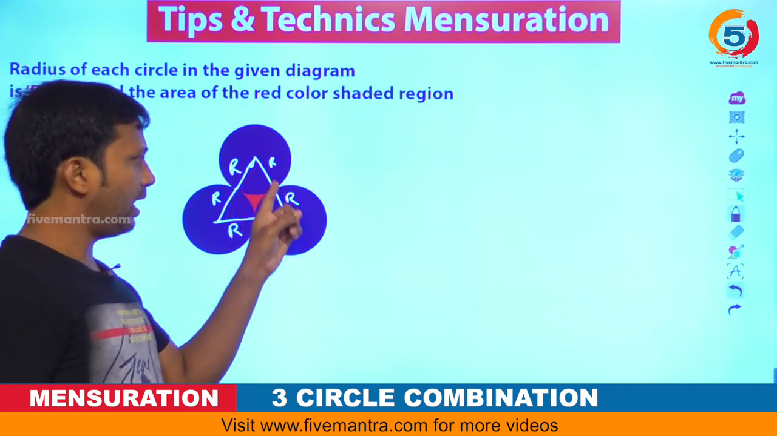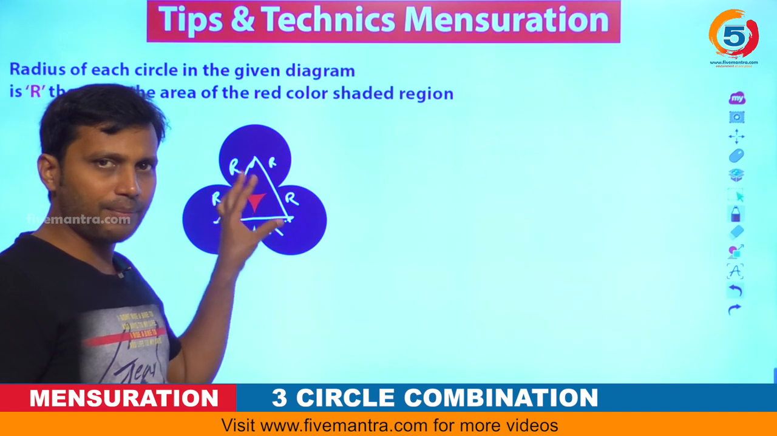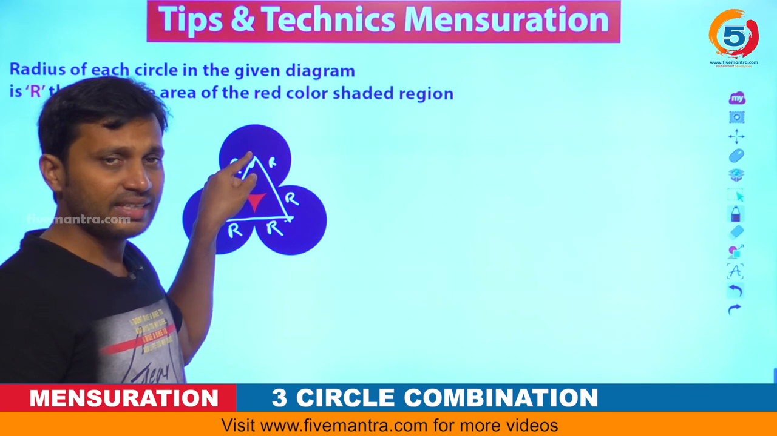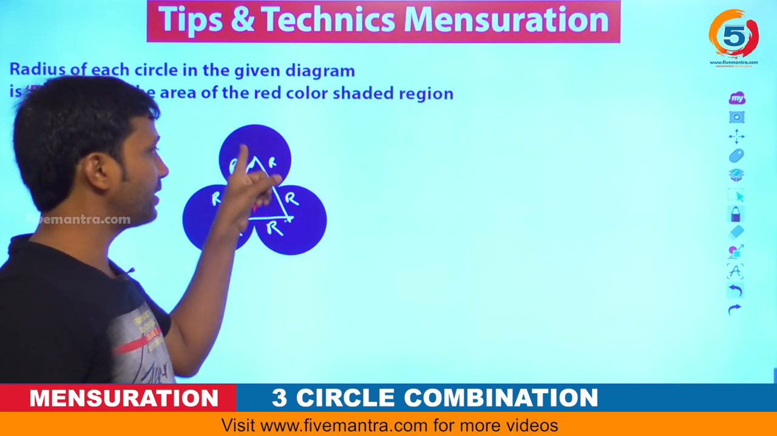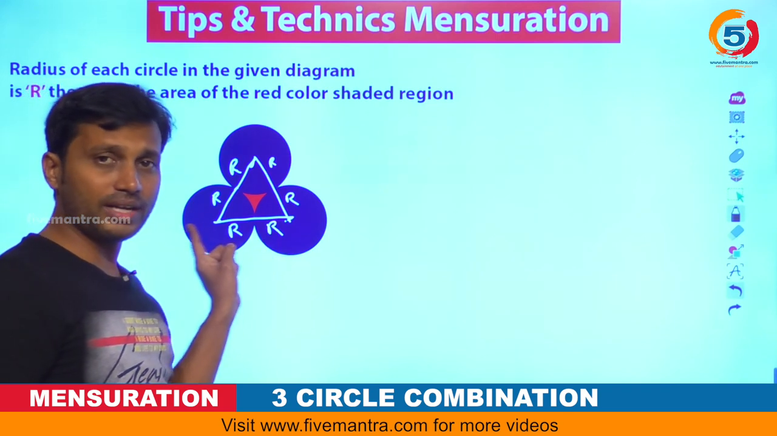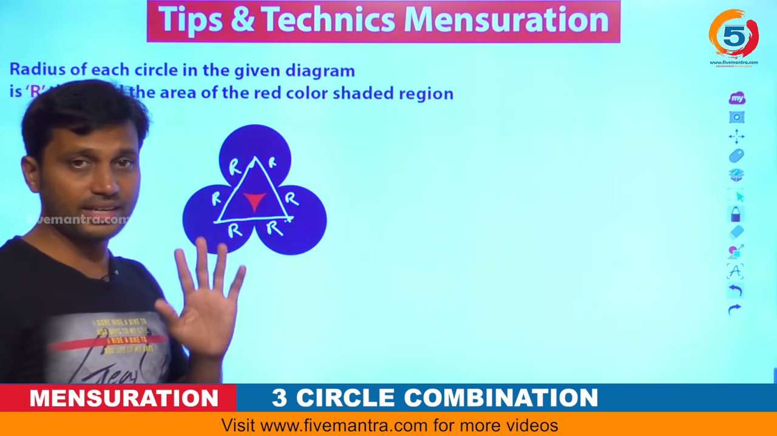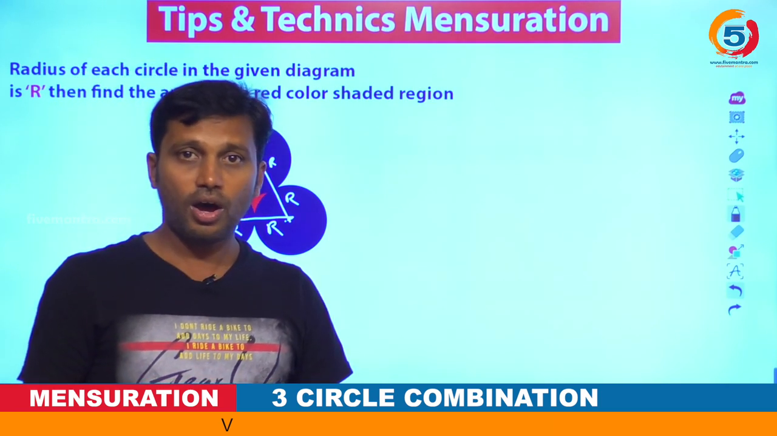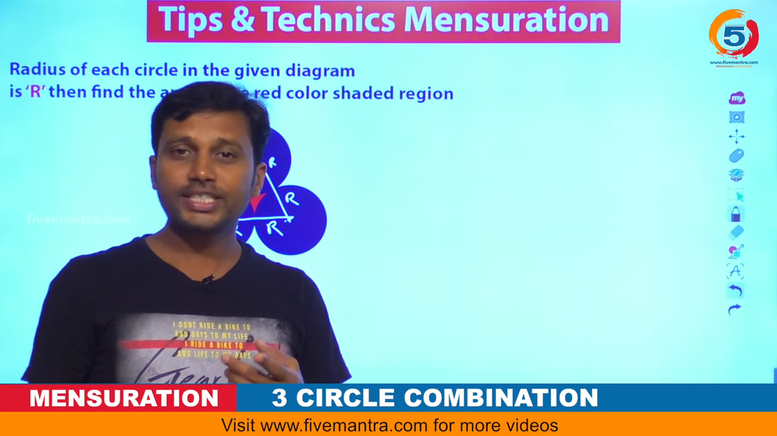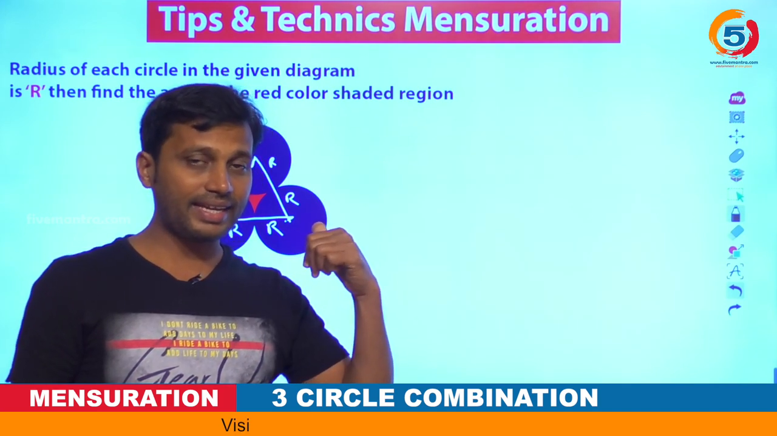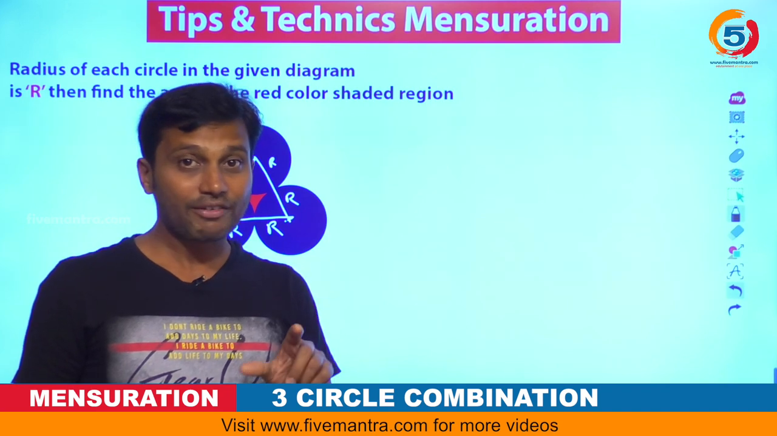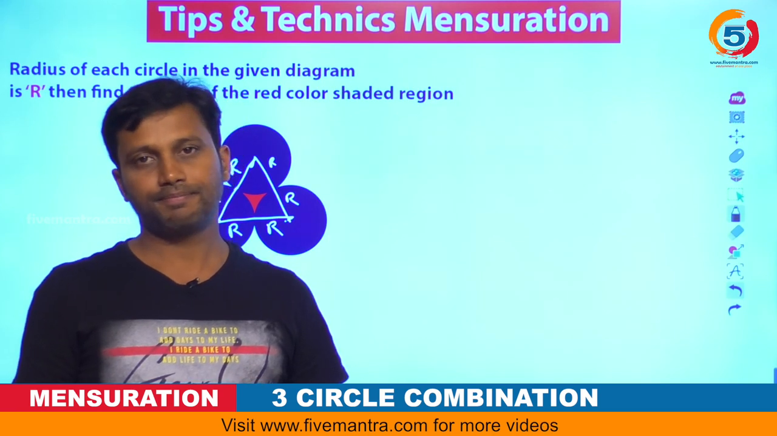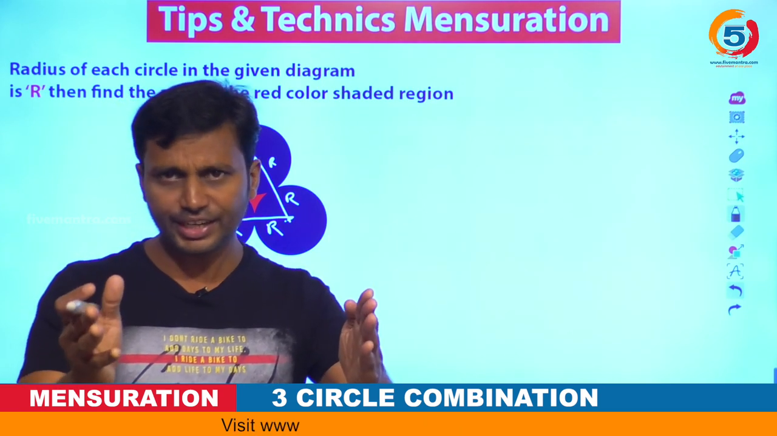See here, R and R. Two radii are combined together to form the side of the triangle, or not? Here R and R is 2R, a side. Here R and R, 2R is a side. Here also 2R is a side. So all sides are 2R, 2R, 2R. That means all the sides are equal. When all the sides are equal, what kind of triangle is formed over there? Equilateral, or not? Certainly, an equilateral triangle only. Okay, that's the first thing identified.